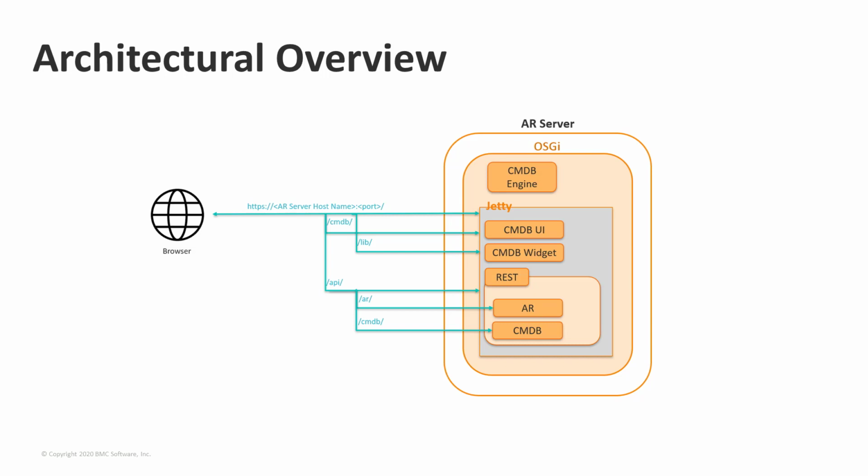For a UI package, if you look at the URL, you will see after the port /CMDB or a lib, which will go and load a particular CMDB UI package and then complete that execution. When it comes to a REST API request, that will start with the API, AR or CMDB. It depends on which REST API it is, and that will load and execute a particular request by the respective package on the server side.